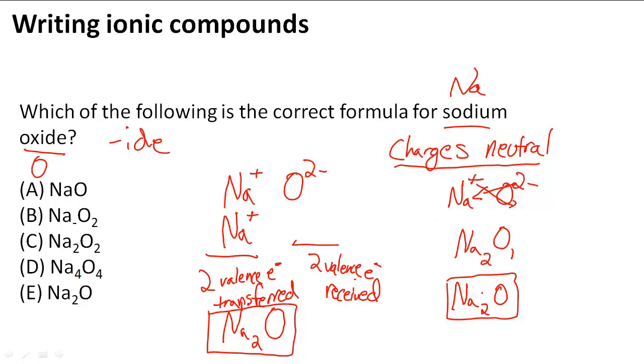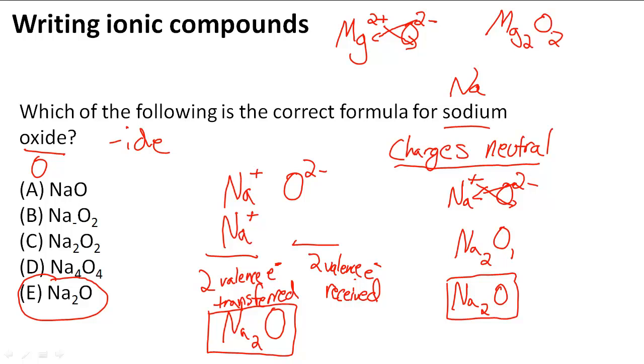So that's Na2O. Now for an exception, just to make sure that we understand, let's take Mg as an example, even though we have the answer for this question, which is E. Let's make sure we understand the X rule really well. So Mg has a charge of 2 plus, and O has a charge of 2 negative. When you do the X rule for this and transfer the numbers down, it's going to be Mg2O2.